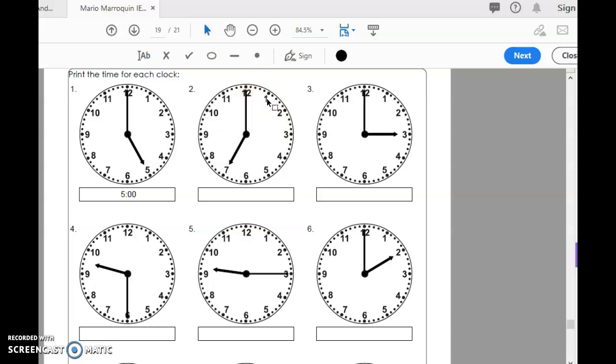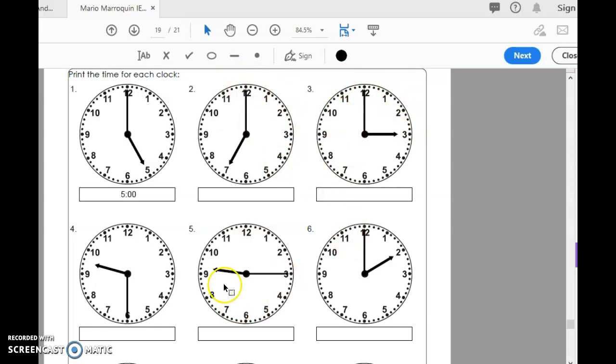So what did we say the big numbers were? We're counting them by 5. So you can go 5, 10, 15, 20, 25, 30. So this is 30, 35, 40, 45, 50, 55, 60.